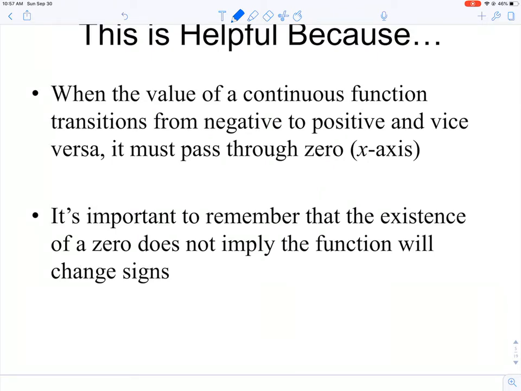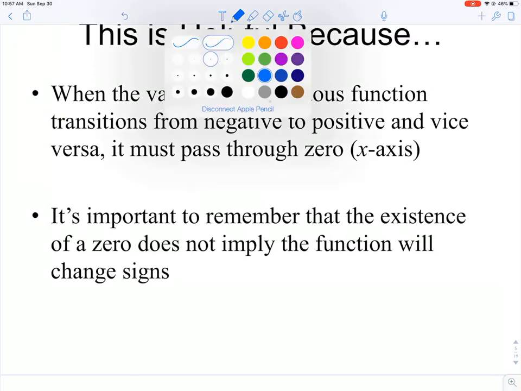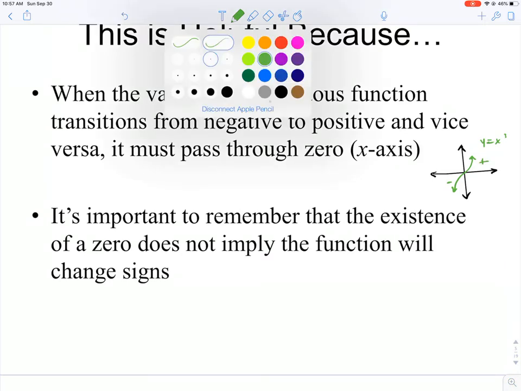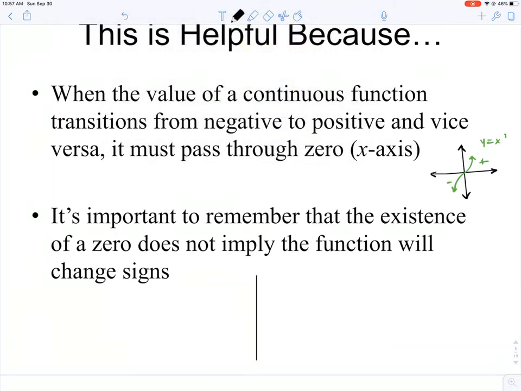But it's also important to remember that the existence of a zero does not imply that the function changes signs. It's just that if there is a sign change, it will occur at the x-axis. So for example, you are familiar with the graph of y equals x cubed. To the left of its x-intercept at the point (0, 0), the graph of x cubed is negative, meaning the y values at the points on the graph to the left of 0 would be negative, and then to the right would be positive. An example of a graph that you are familiar with where there isn't a sign change at the x-intercept would be x squared.